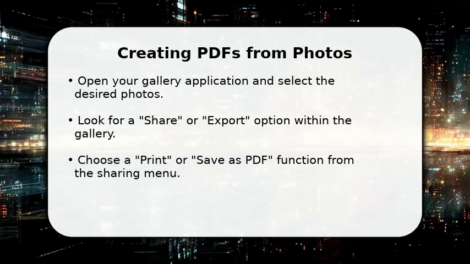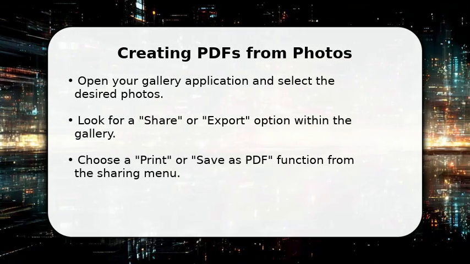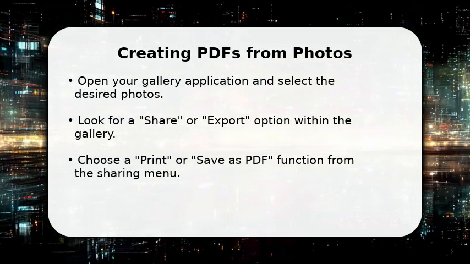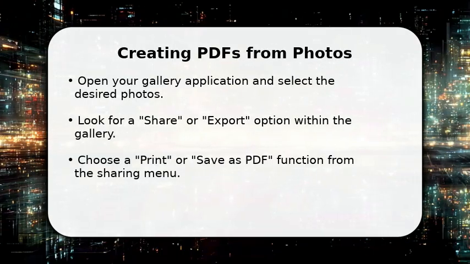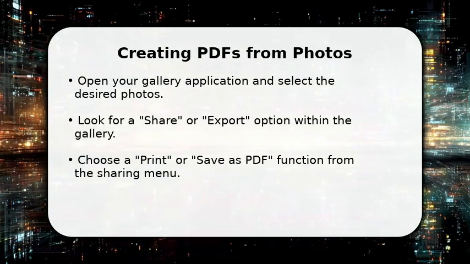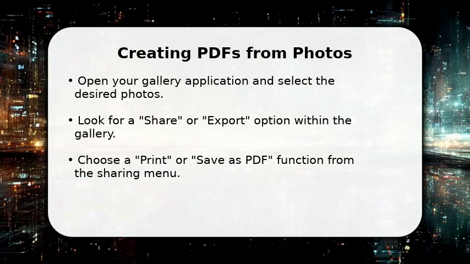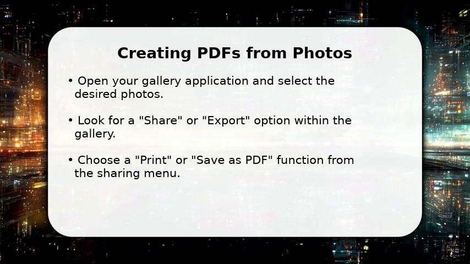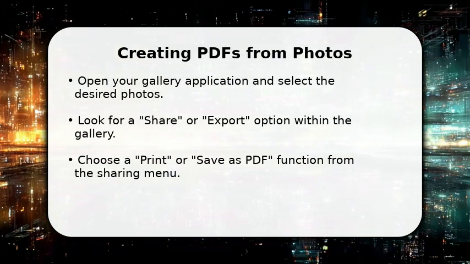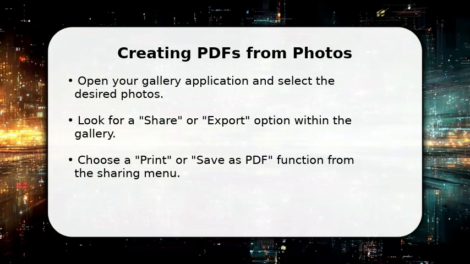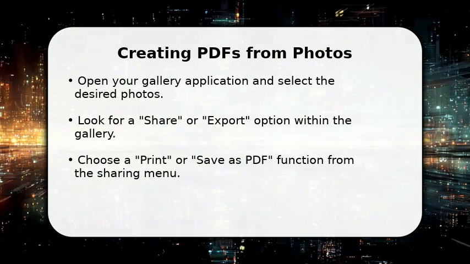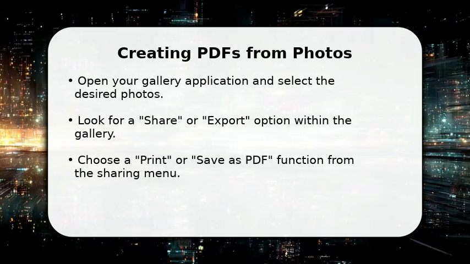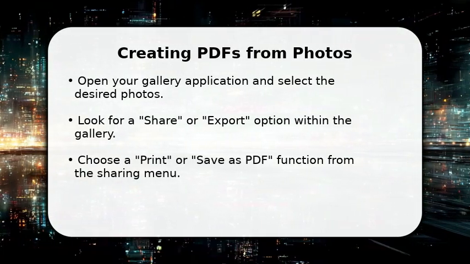In this video, I will explain how to make a PDF using gallery photos. First, open your phone's gallery application and carefully select all the photos you wish to include in your PDF document. Once selected, look for a Share or Export option, usually represented by an icon with 3 dots or an arrow. From the Sharing menu, choose the Print or Save as PDF function to begin the conversion process.